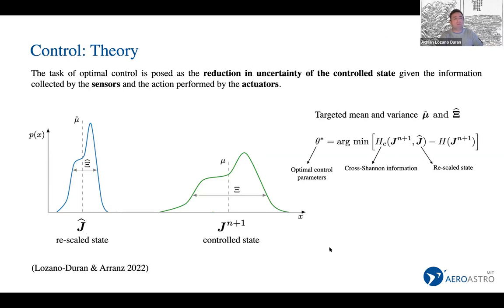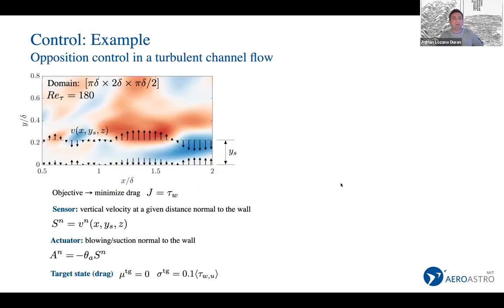So in this case, we don't control one mean quantity in particular. What we are trying to control is the PDF. In this case, 2 moments of the PDF, but we can control all the moments that I want. We can even control the full PDF and try to define that.